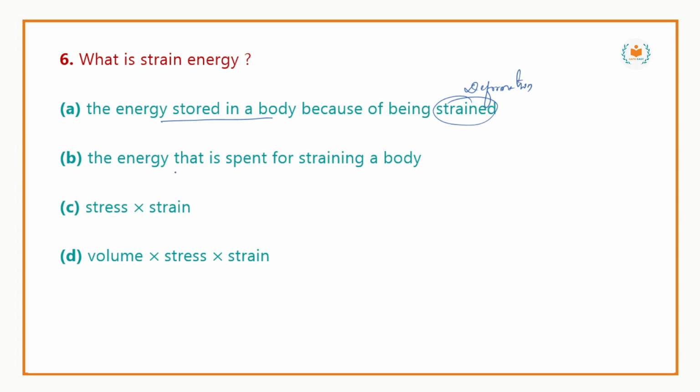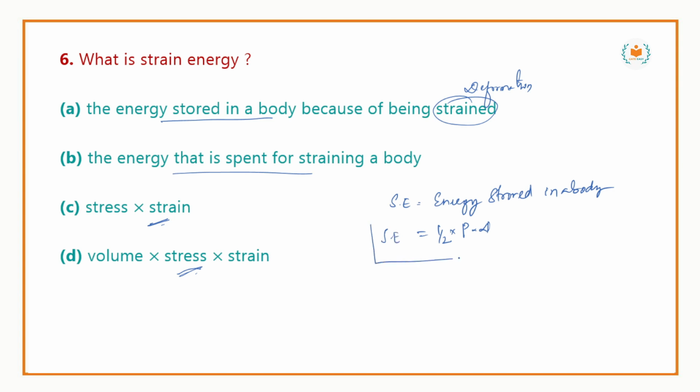Otherwise, it is the energy that is spent for straining a body, that means how much energy is spent in order to make the body strain. So it is the volume into stress multiplied by the strain. Always, strain energy is the energy stored inside a body. We calculate this as half into the area below the curve.